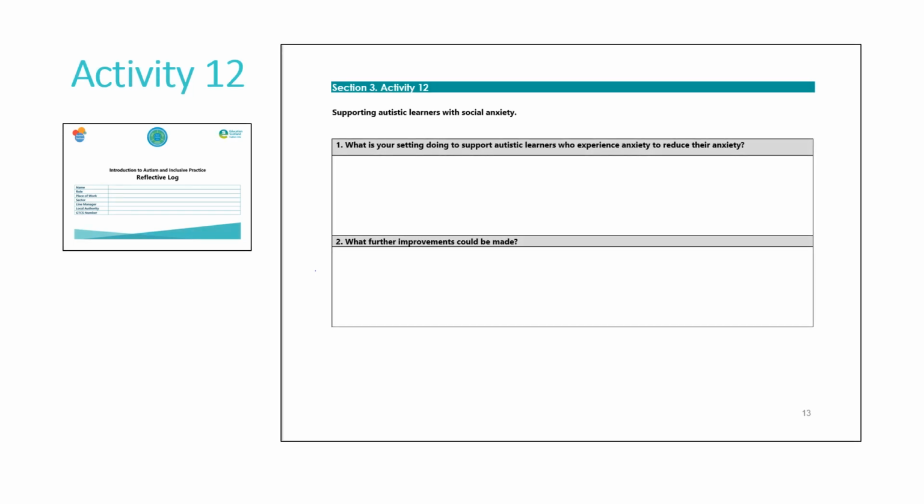Activity 12 focuses on social anxiety and is linked to the reflective log on page 13. As with all reflective log activities, this is best approached firstly as a group discussion task with individual reflection and recording as a follow-up gap task.